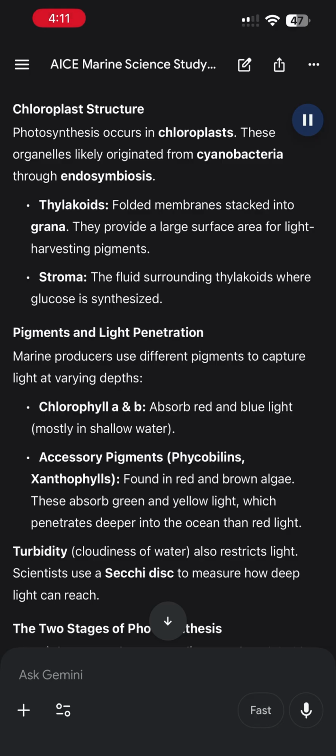Pigments and light penetration. Marine producers use different pigments to capture light at varying depths. Chlorophyll A and B absorb red and blue light, mostly in shallow water. Accessory pigments, phycobilins and xanthophylls, are found in red and brown algae. These absorb green and yellow light, which penetrates deeper into the ocean than red light. Turbidity, cloudiness of water, also restricts light. Scientists use a Secchi disk to measure how deep light can reach.